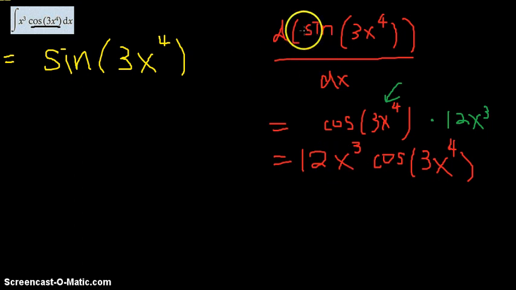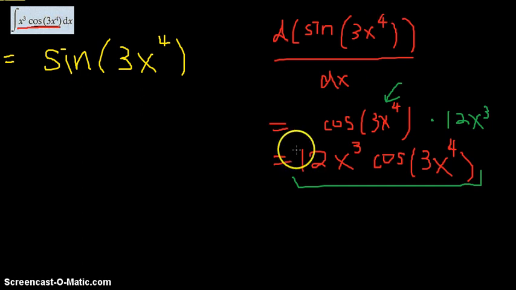So when I differentiate sine of 3x to the power 4, I get this whole chunk, which is very, very similar to what we have here, except the 12 over here. I have the x cubed here, the x cubed is here. I have the cosine of 3x to the power 4, I have the cosine of 3x to the power 4.